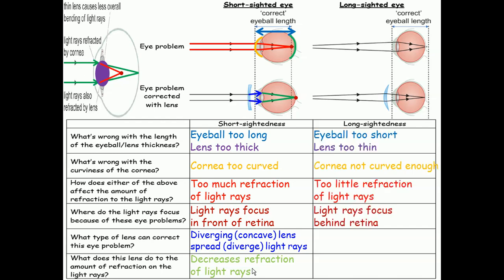As I said earlier, long-sightedness would be exactly the opposite of short-sightedness. So if you remember short-sightedness, you can remember long-sightedness. So long-sightedness is for people who cannot see things that are close up. So if you want to see things that are close up, you want the lens to become thicker. So the problem would be either the lens is too thin, but then it could also be that the eyeball is too short or the cornea is not curved enough. And those three things could cause there to be less refraction. And because there's too little refraction, the light rays now focus behind the retina.